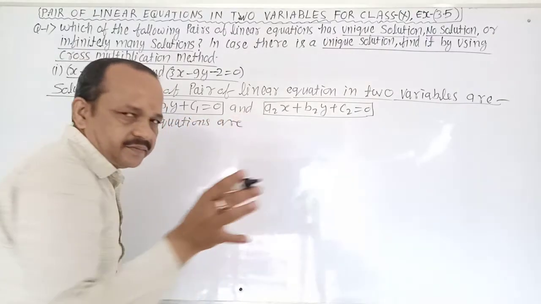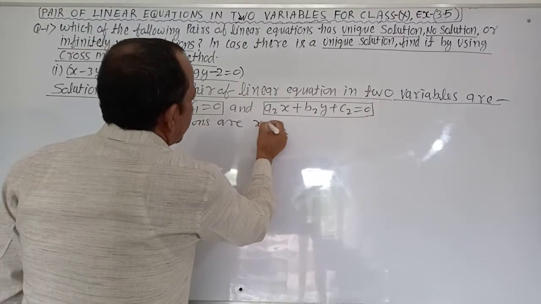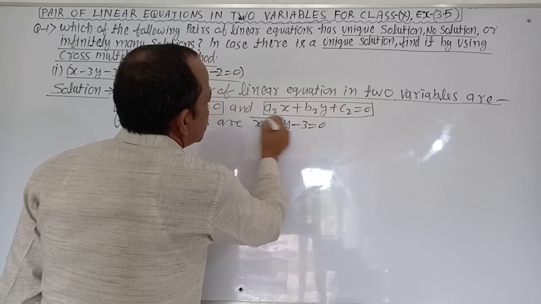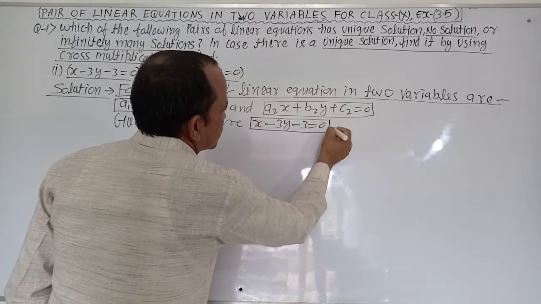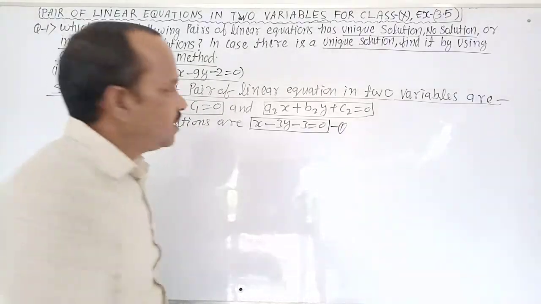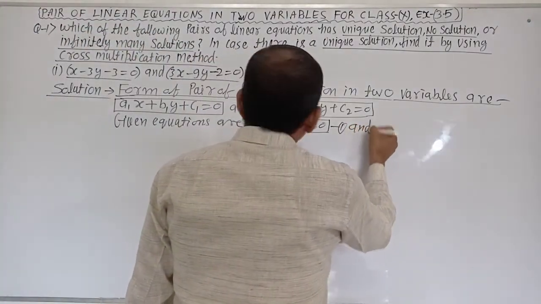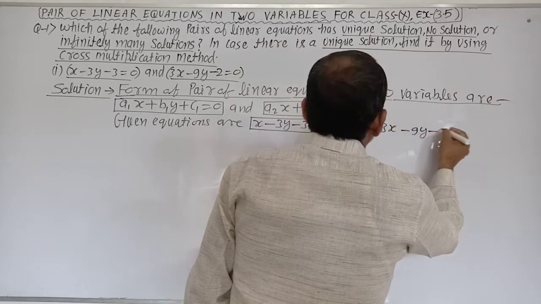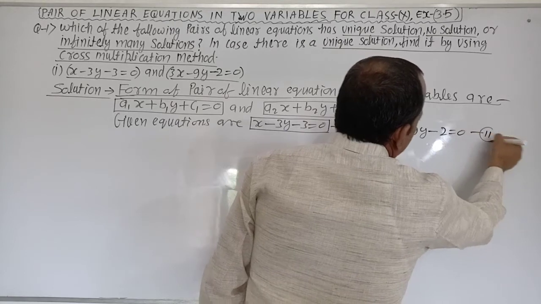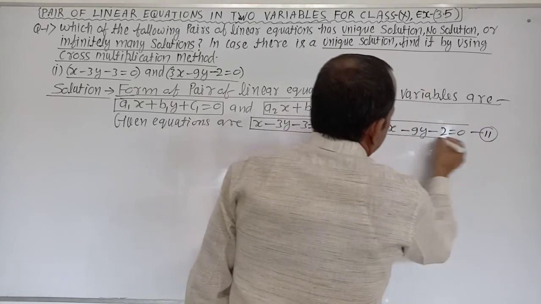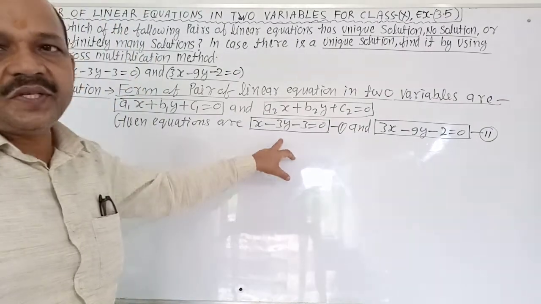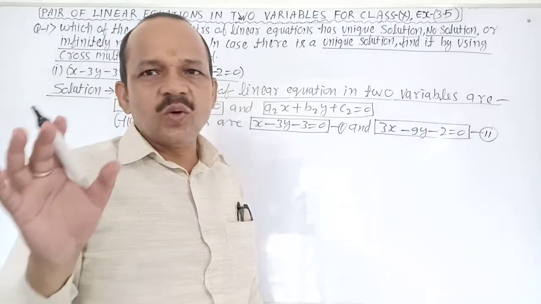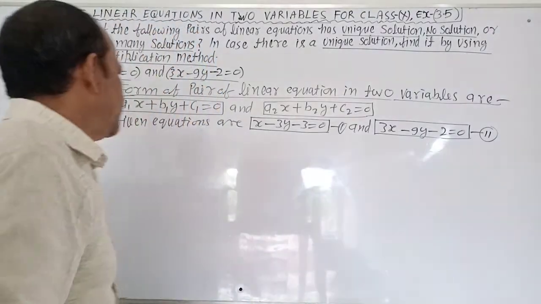The equations are here: x minus 3y minus 3 equal to 0, the first equation, and 3x minus 9y minus 2 equal to 0. It is the second equation. It is the first equation and it is the second equation. It is clear? No confusion about it. Very good.